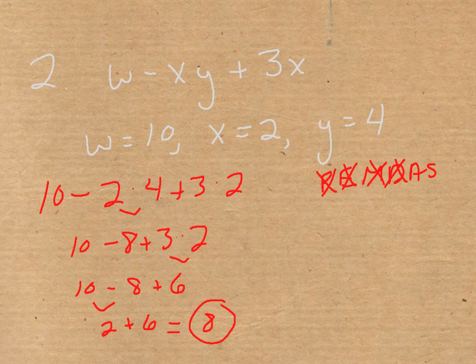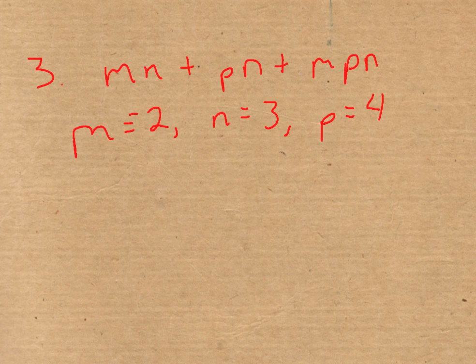Okay, I have one more example for you. It may be beneficial for you to pause the video so that you can have an opportunity to work through this and then check your answer. One thing that I do want to point out is that this is a negative 2. M is equal to negative 2. So in this problem, Mn plus Pn plus Mpn.